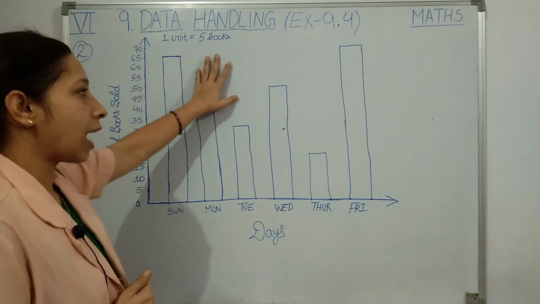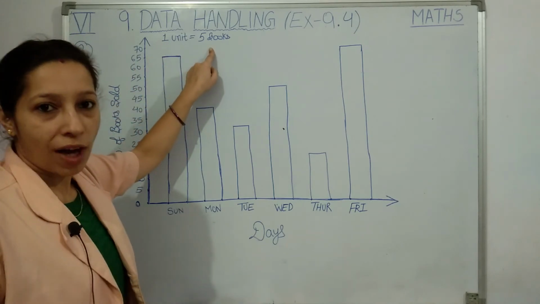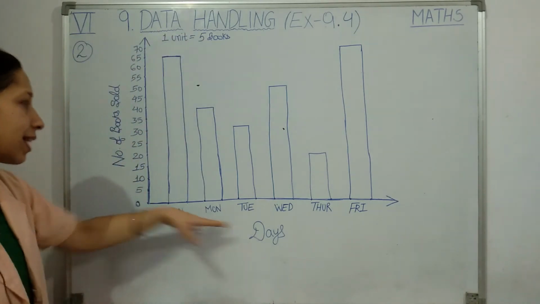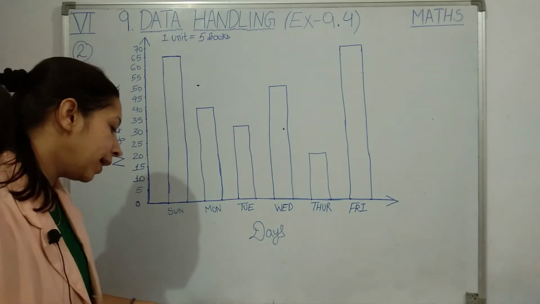You can see this graph I have already drawn. First thing I have mentioned is 1 unit equals 5 books. So you can see x-axis and y-axis. On the x-axis I have shown days. How many days were given?